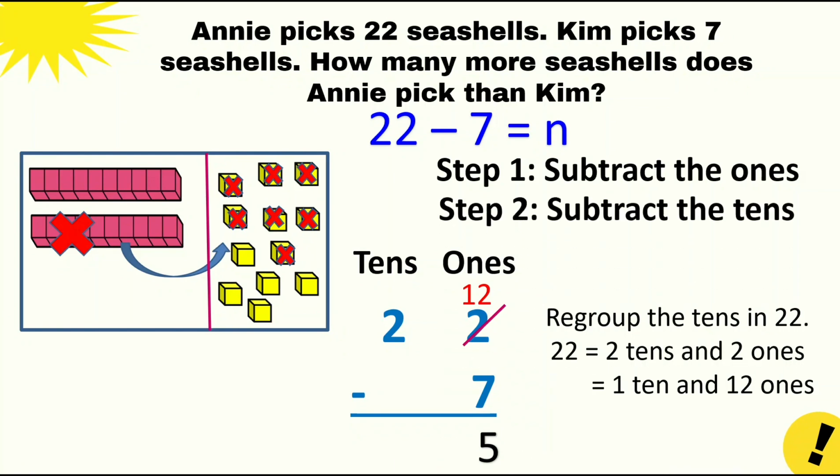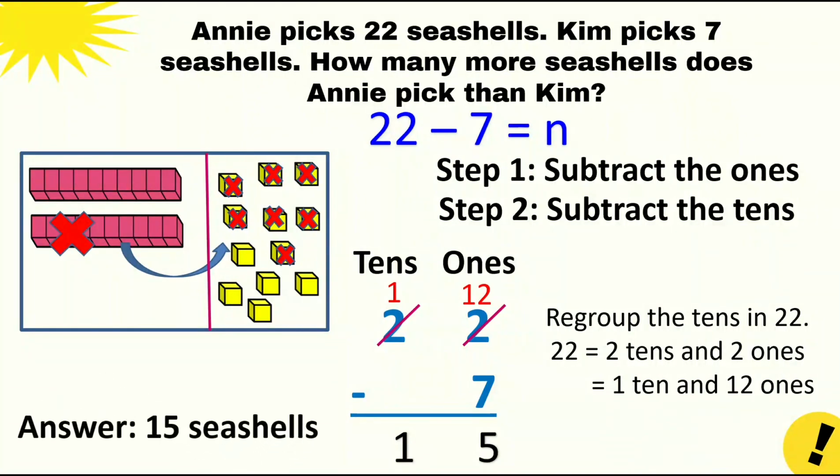Alright, now the second step is to subtract the 10s. Since we removed 1 ten, your 2 now will become 1. We gave it to the 1s, so your 2 now becomes 1. Then 1 minus nothing. 7 is a single digit number, no tens, right? So we will just bring down 1. And so the answer is 15 seashells. Annie picked 15 more seashells than Kim.